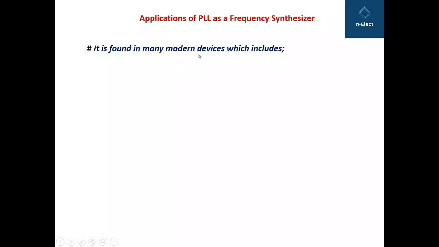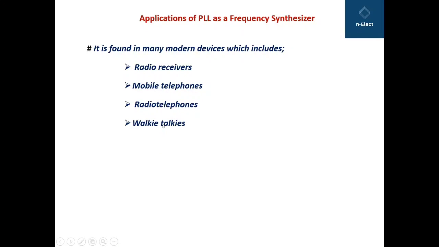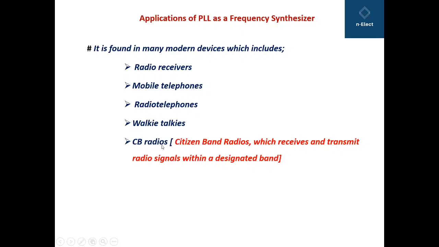It is found in many modern devices, which include radio receivers, mobile telephones, radio telephones, walkie-talkies, CB radios, that is citizen band radios, which receive and transmit radio signals within a designated band, meaning a dedicated band, satellite receivers, and GPS systems.